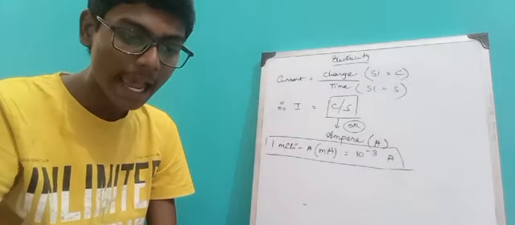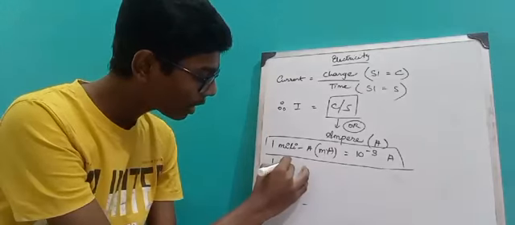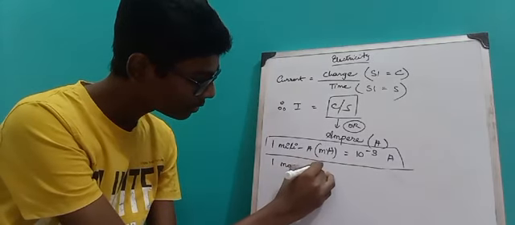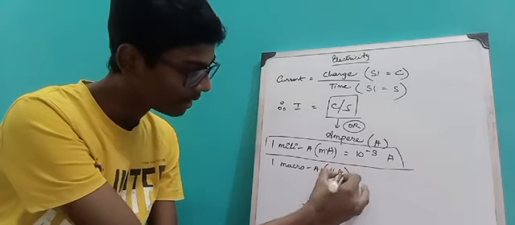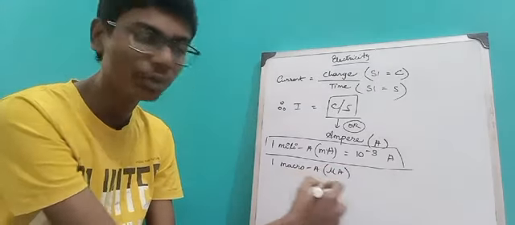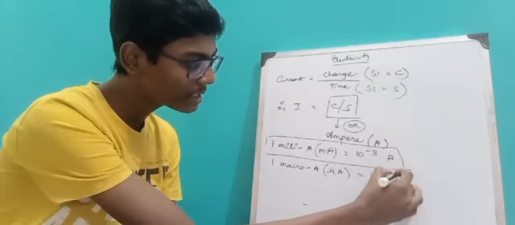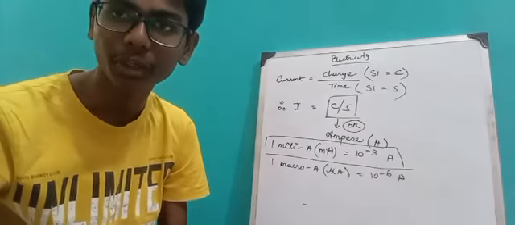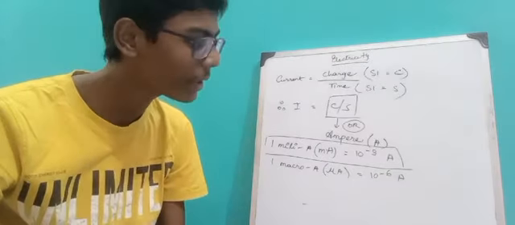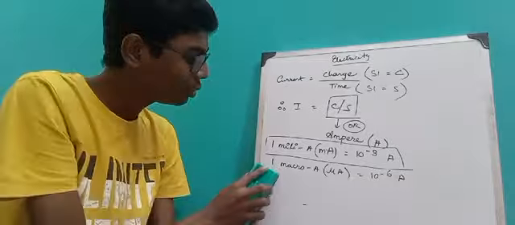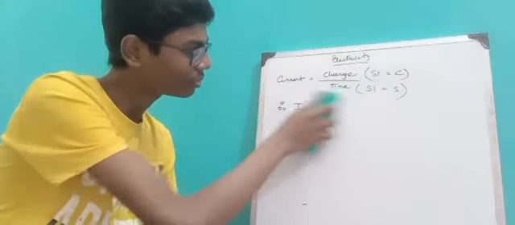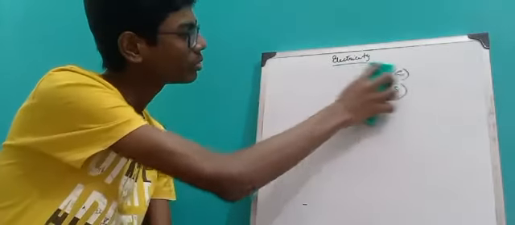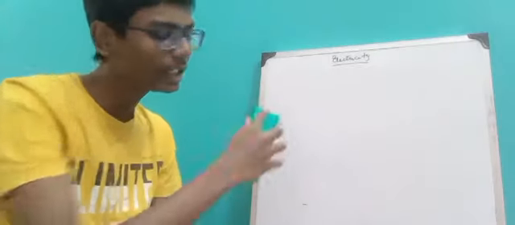Okay, and 1 microampere, represented by μA, equals 10 to the power minus 6 ampere. Okay. Now, this was all about your current.